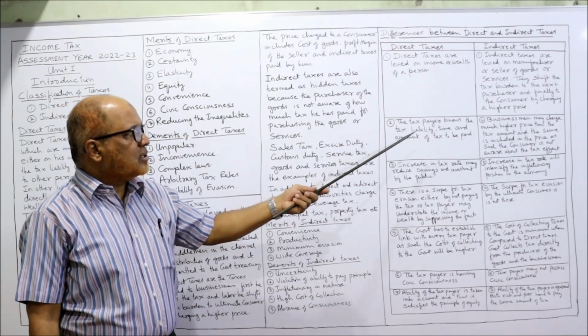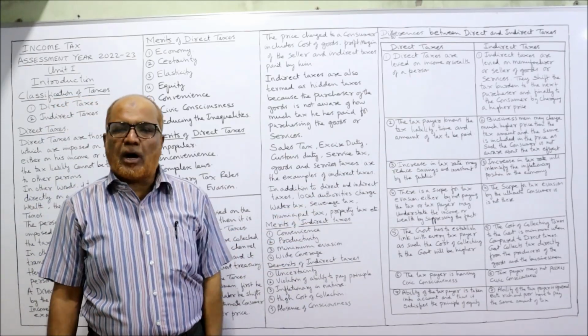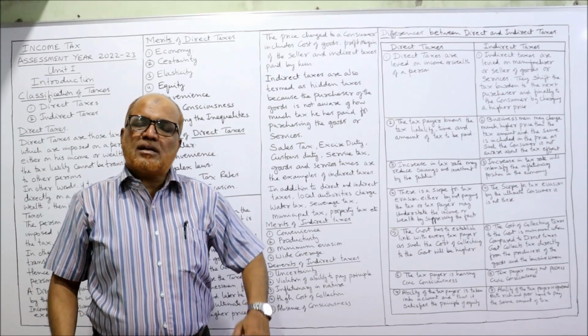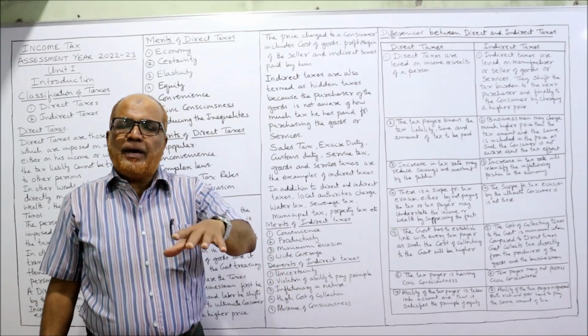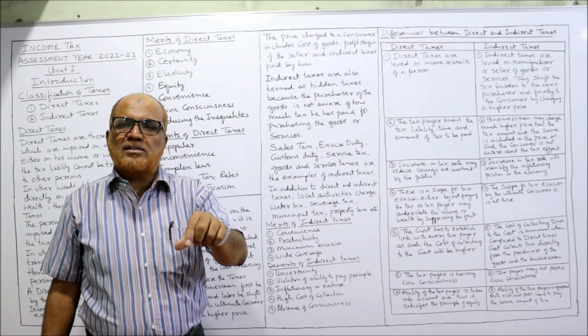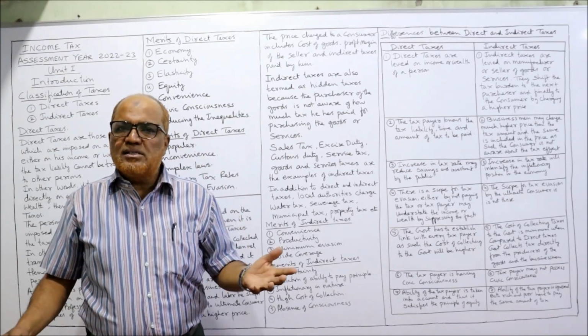Next one, the taxpayer knows the tax liability, time, amount, how to be paid. In case of direct taxes, it is completely certain. The taxpayer knows in advance what is the rate of tax, how much is the amount of tax, when the tax has to be paid. Everything is certain.